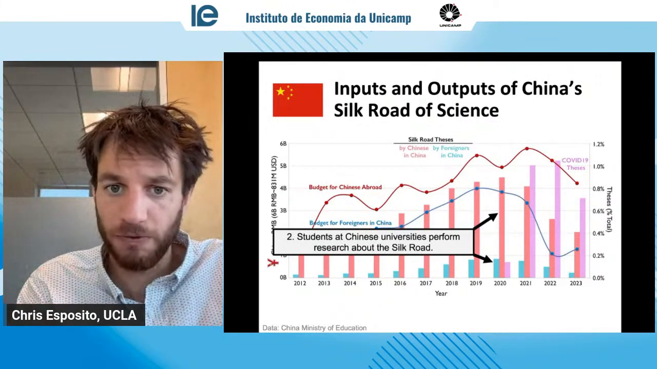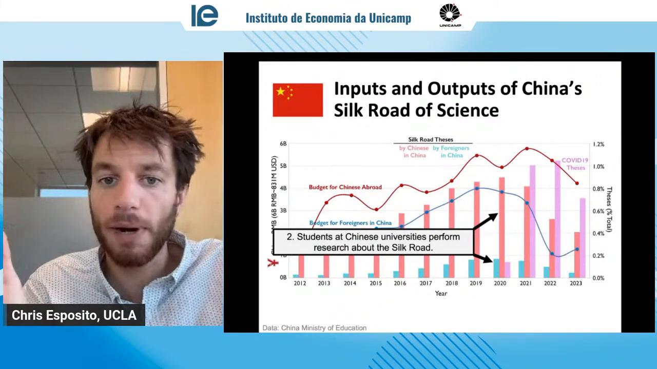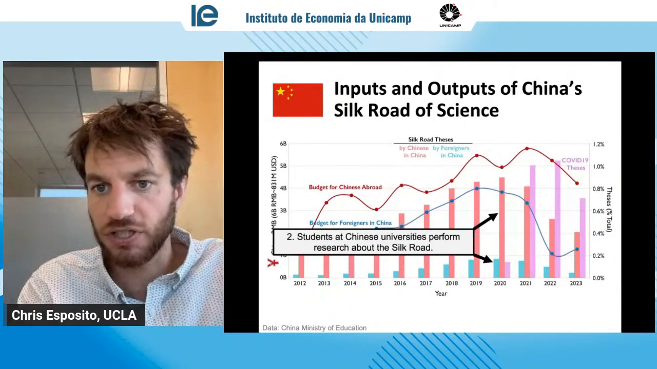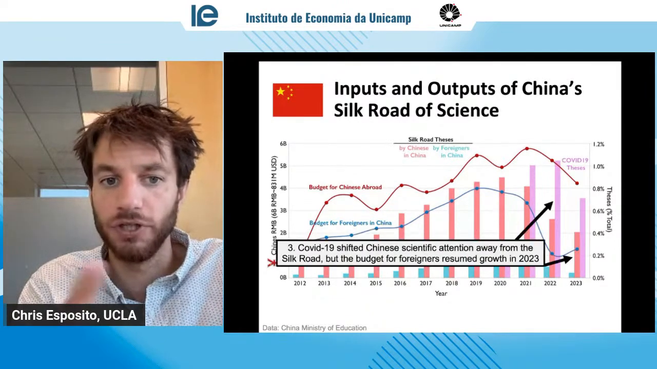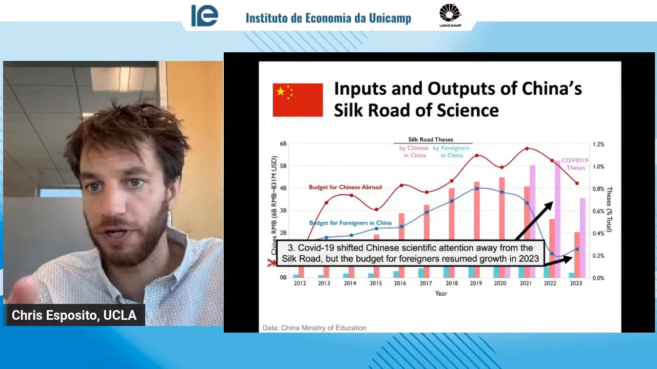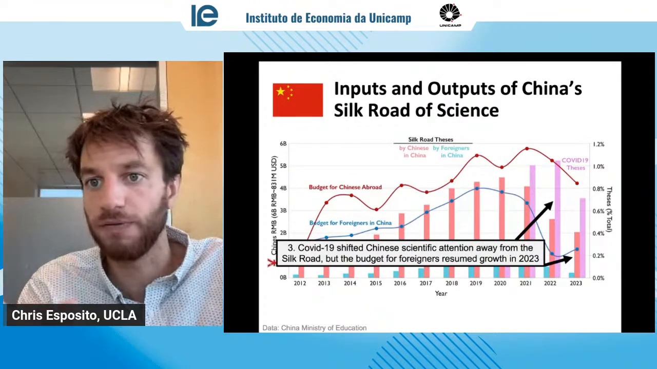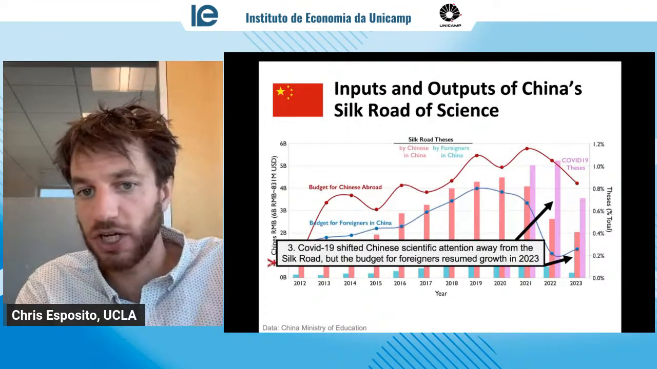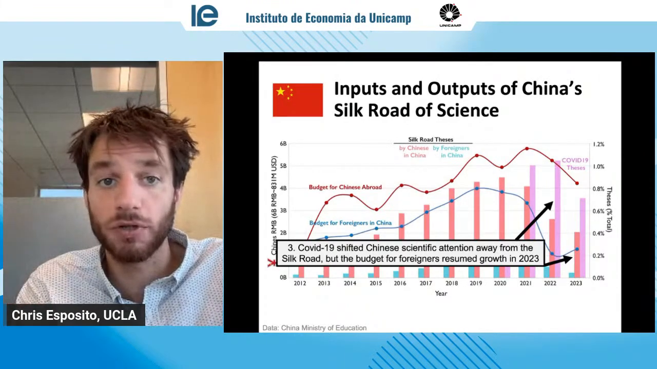Students at Chinese universities perform research about the Silk Road. And then we see at the very end of the data set, the theses share start to decline. And this is really the uptake of theses that are written about COVID-19. So the pink is COVID-19 related theses, right? So COVID-19 shifted Chinese scientific attention away from Silk Road, right?